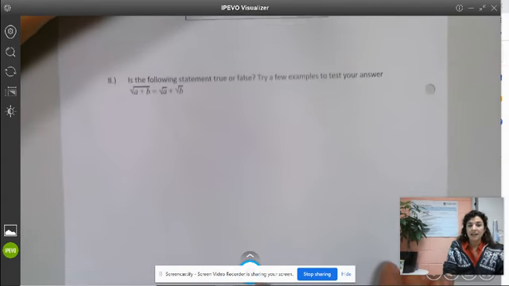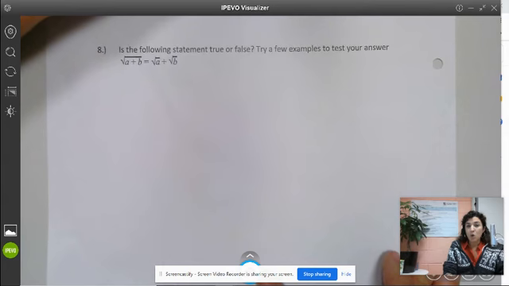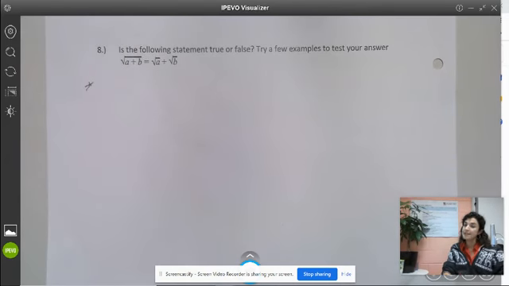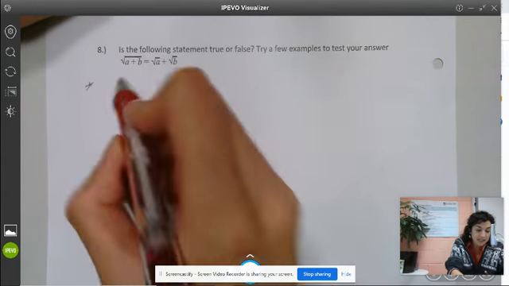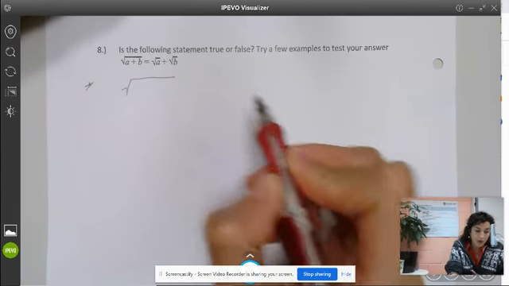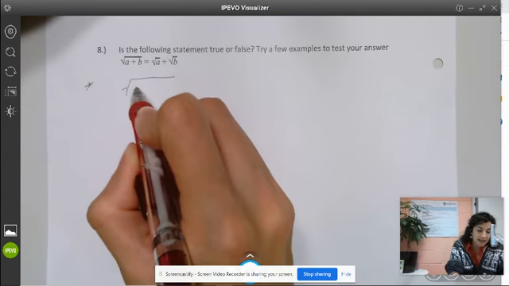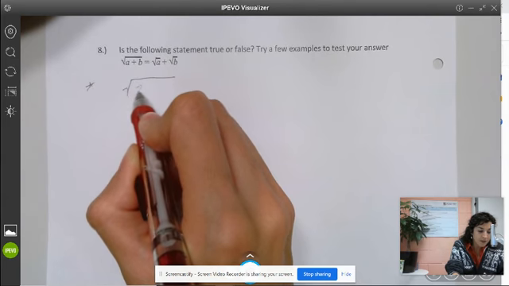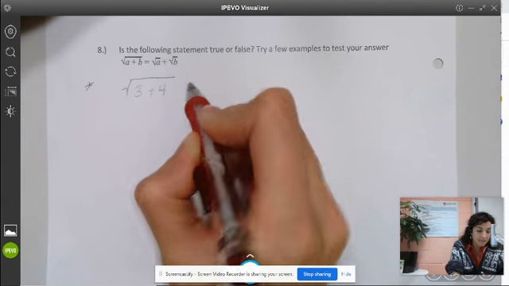All right. Is the following statement true or false? Try a few examples to test your answer. I would like for you to think about it for a second. Try out a few examples and tell me whether you think this guy is true or false. Just picking some random numbers that I like to work with. I might pick something like the square root of 3 plus 4.